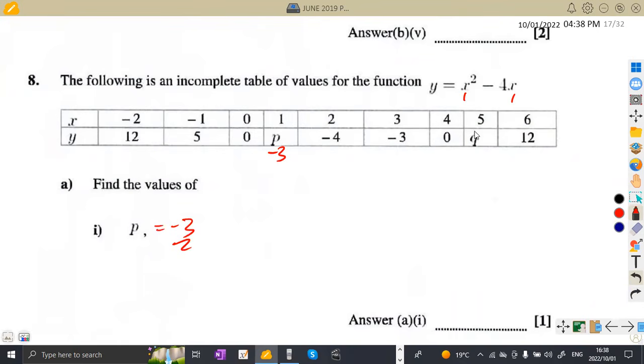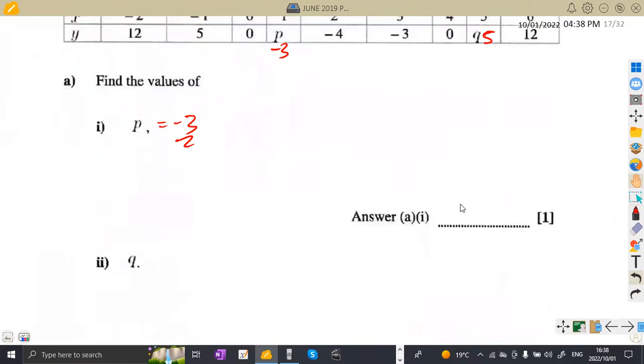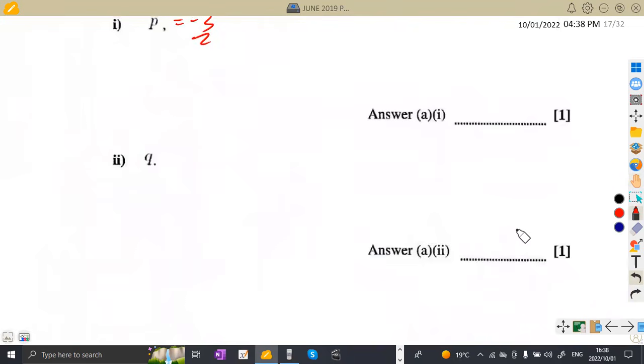You do the same for q. Here, substitute 5 squared minus 5 times 5. Guys, I do not want to waste much time. Just substitute your values there. So you're going to obtain 5 for q, and this one was going to be negative 3.